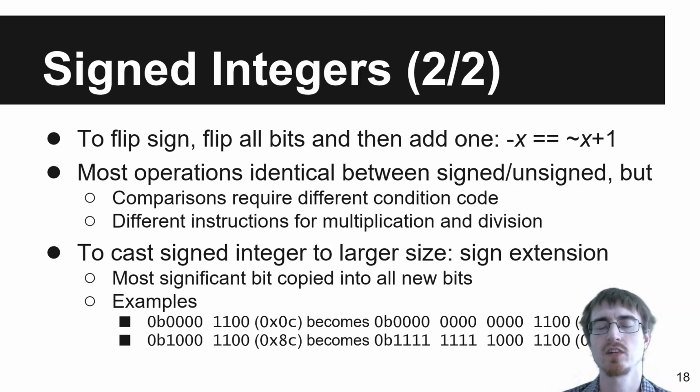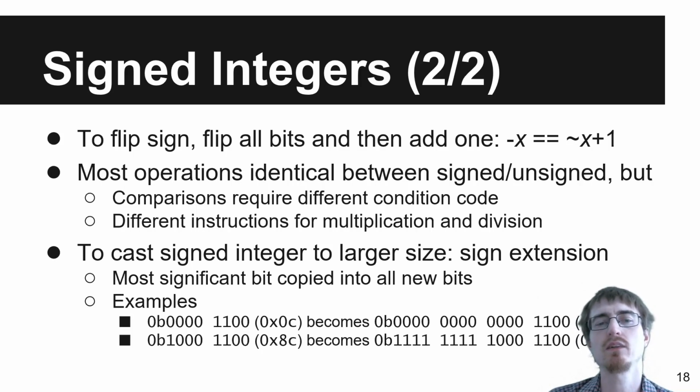So that, for a CPU, is a very simple operation to do. Most operations are actually identical between signed and unsigned. So addition, subtraction, and so on, they'll all work the same regardless of whether the number is signed or unsigned. And in the end, it's just how you use the number that defines the interpretation. However, comparisons do require a different condition code. So the math is the same, but you need to check a different condition code.